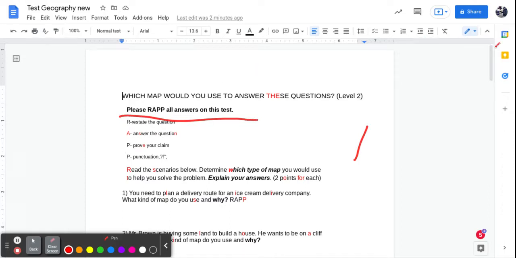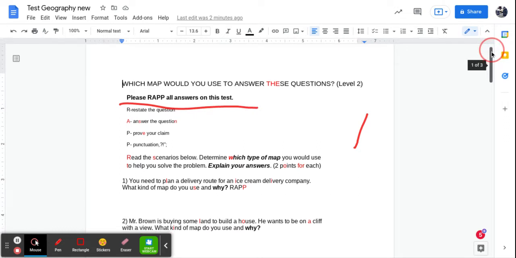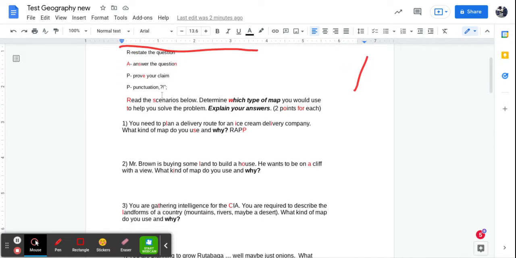Okay, and a reminder, WRAP stands for restate the question, answer the question, prove your claim, and punctuation, please. So we are going to read the scenarios below, determine which type of map you would use to help solve the problem, and explain your answer.